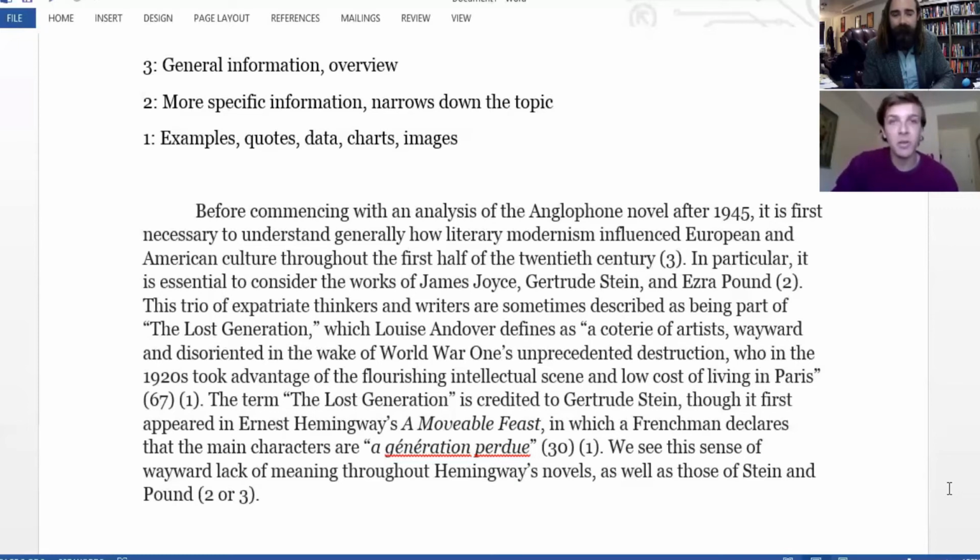3 would just be general information, overview. You might often think of those in terms of topic sentences or concluding sentences. Number 2, that's where you're narrowing down a topic. So you're not providing granular evidence or graphs or images or quotes, but you are gesturing to more specific items than you would in a level 3 sentence. And then number 1 is just those examples, quotes, images, etc.